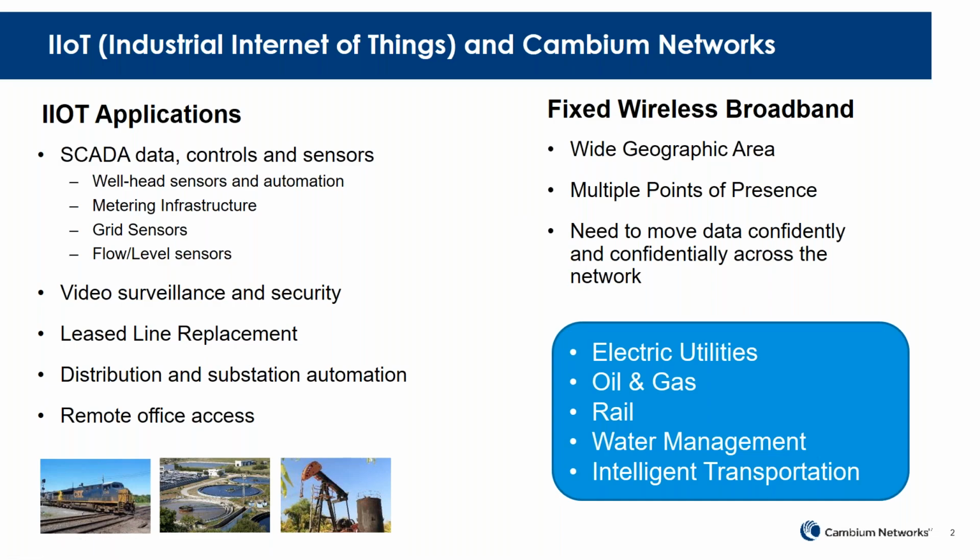So just a little background on IIoT and Cambium Networks. Cambium offers a whole set of products that are suitable for industrial applications. And when we talk about IIoT applications, we're really focused on SCADA process control and monitoring, video surveillance and security with some of our broadband products. We'll talk about lease line replacement.